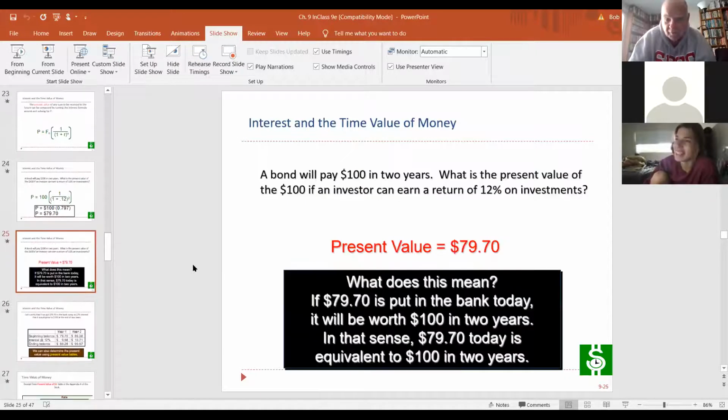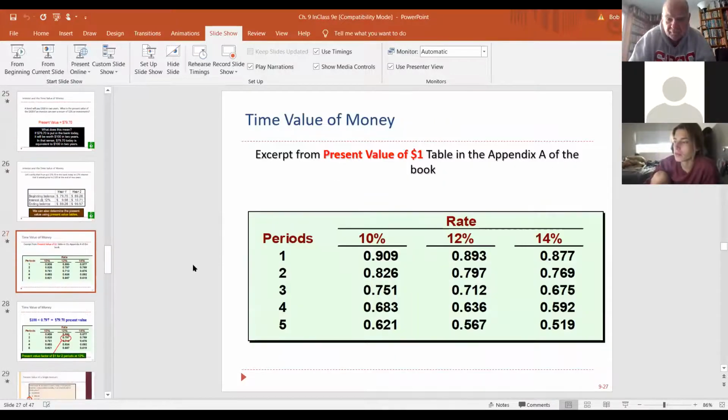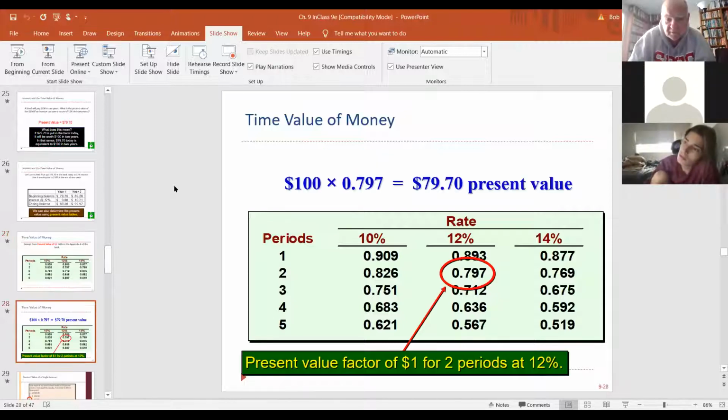We're not going to worry about the formula unless you're a real math nerd, in which case, the heck with you, okay? So we're not going to worry about future value. Now we're talking about using Appendix A. We have to get our appendix out. This is from the book, and here is your present value table. So it's 12%, 2 years, and there you go.